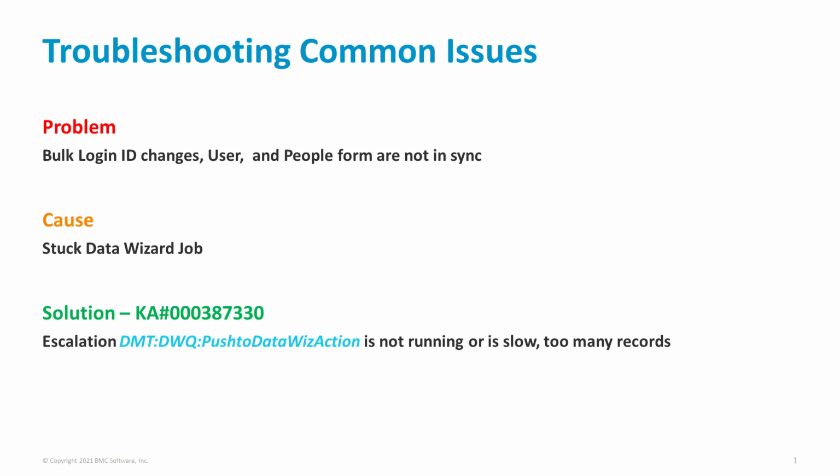Another problem could be the escalation DMT:DWQ:Push to Data Wiz action is not running or is running slow because of too many records. Please note, if there are too many records in this form, DMT:SYS:Data Wizard Queue, it may also lead to the performance issue. Even if the escalation is running, you'll see that the people and user form is not in sync.